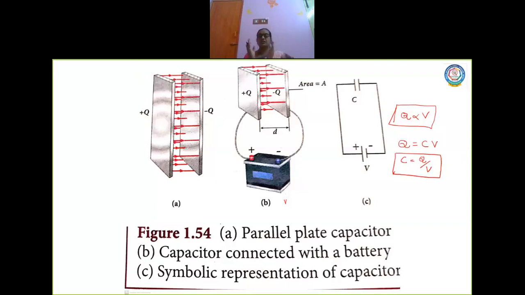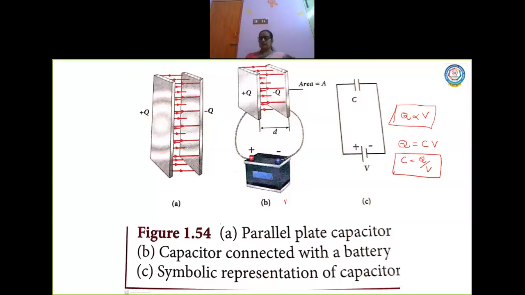So, charge depends on the potential. Greater the potential difference, greater will be the accumulation of charges. So, capacitance can be defined as the ratio of the magnitude of the charges in the plates to the potential difference between the conductors. So, C is equal to Q by V.